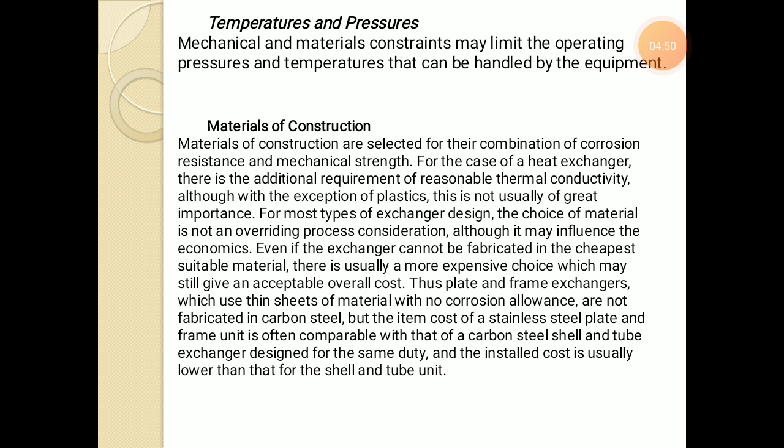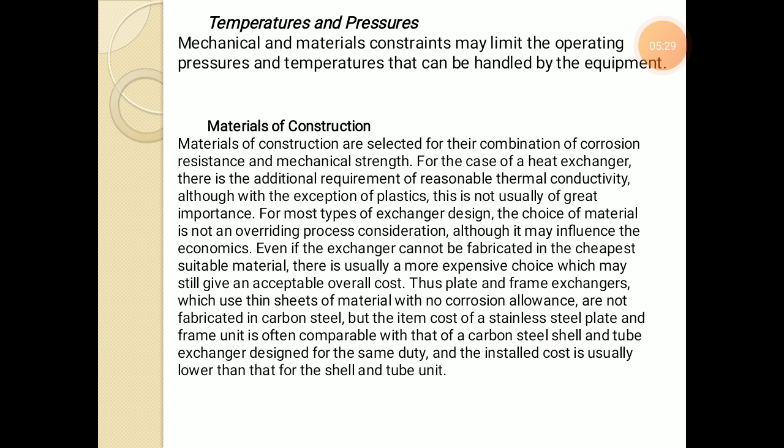The next important factor is the material of construction. Materials of construction are selected for their combination of corrosion resistance and mechanical strength. In the case of a heat exchanger, there is an additional requirement of reasonable thermal conductivity, although with the exception of plastics, this is not usually of great importance. For most heat exchanger designs, we have to choose a material which is not overriding process consideration, although it may influence the economics.